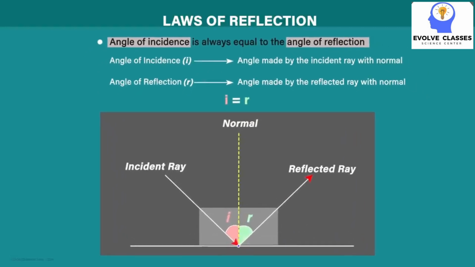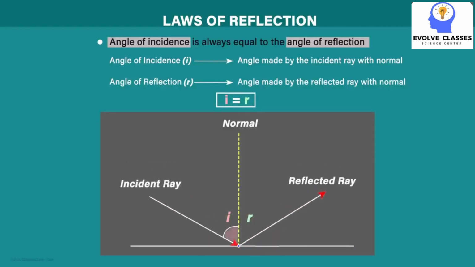Here, as i is equal to r, if the incident ray strikes at this point, then the reflected ray will travel along this direction only, so as to keep the measure of r the same as i. If I move the incident ray here, then the reflected ray will also move to keep the measure of r the same as i. i is always equal to r. Okay, so this was about the first statement.